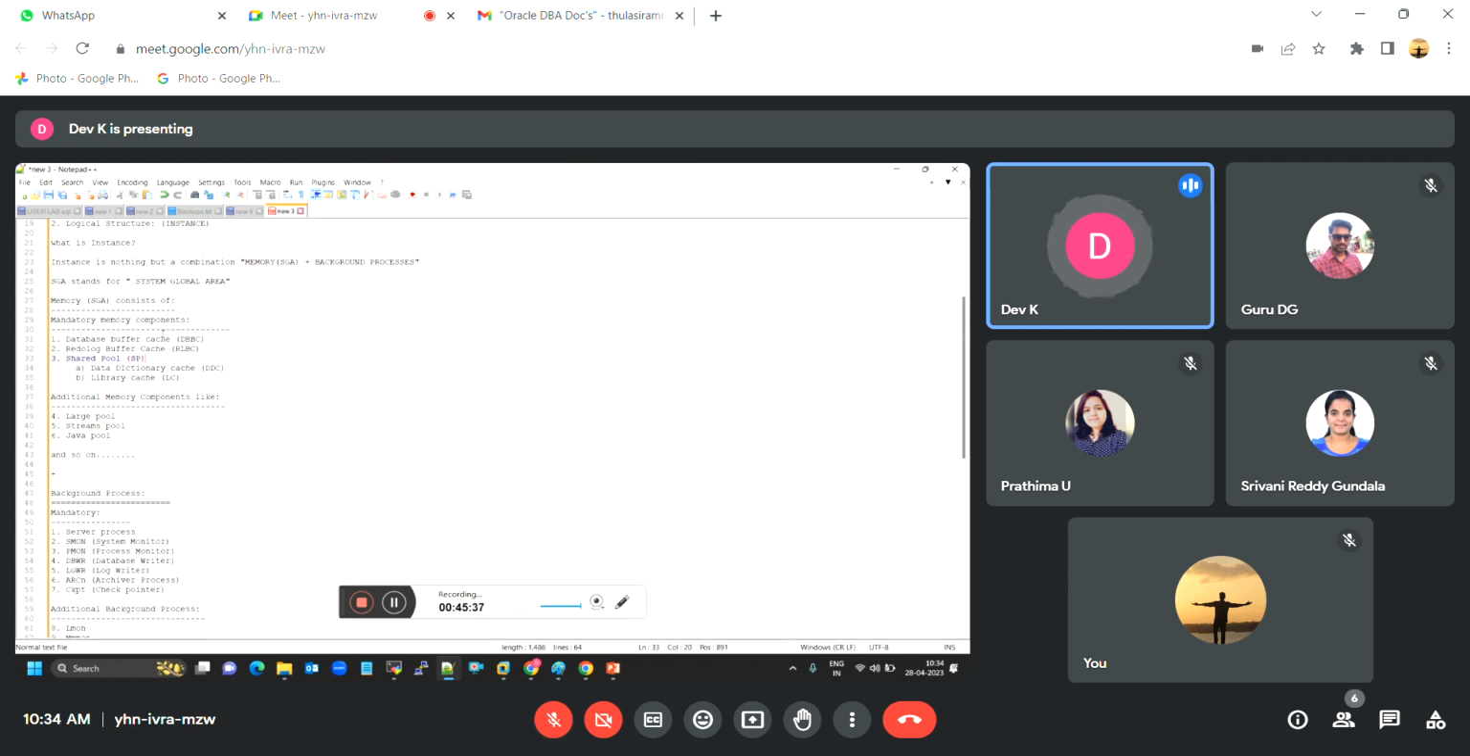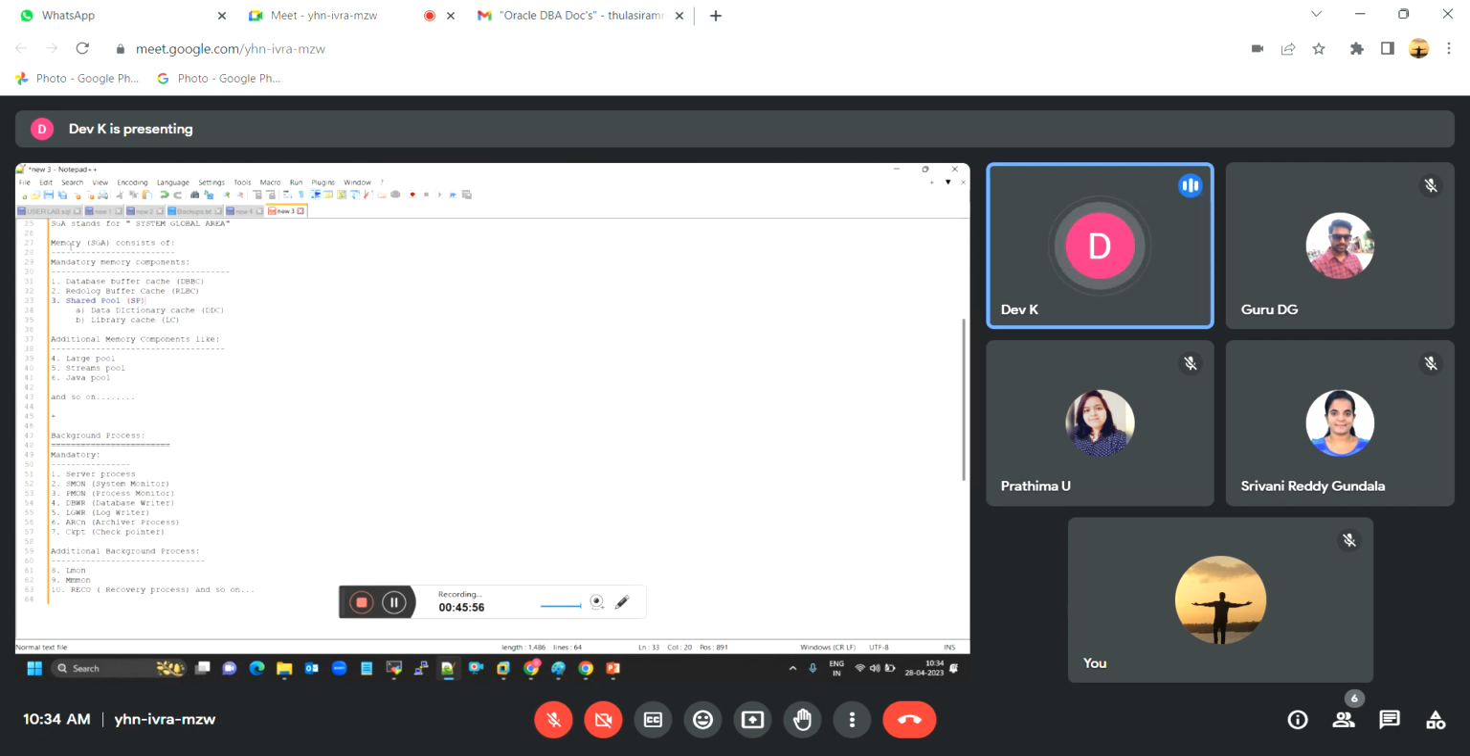What are the memory components? Database buffer cache, redo log buffer cache, shared pool. Inside this shared pool, two more memory components are there: data dictionary cache and library cache. And additional ones are large pool, streams pool, Java pool, and so on. Plus SGA plus background processes.